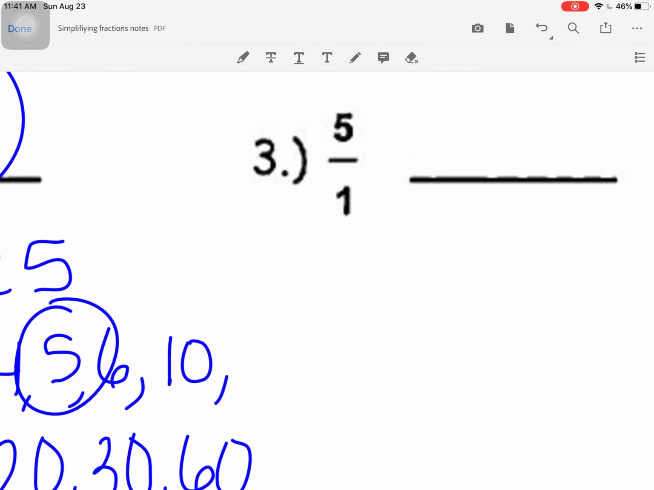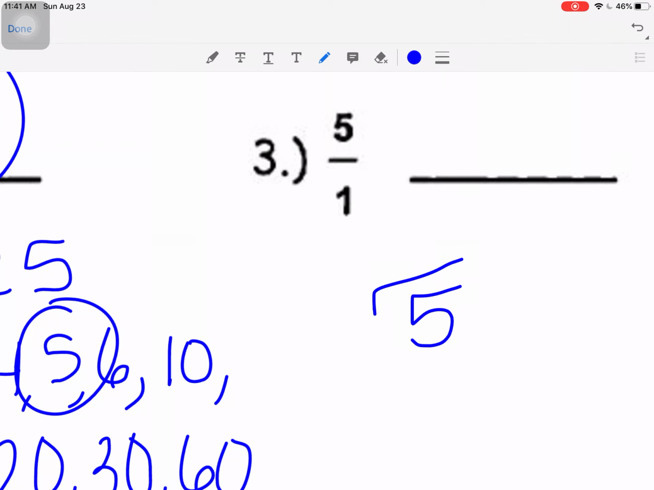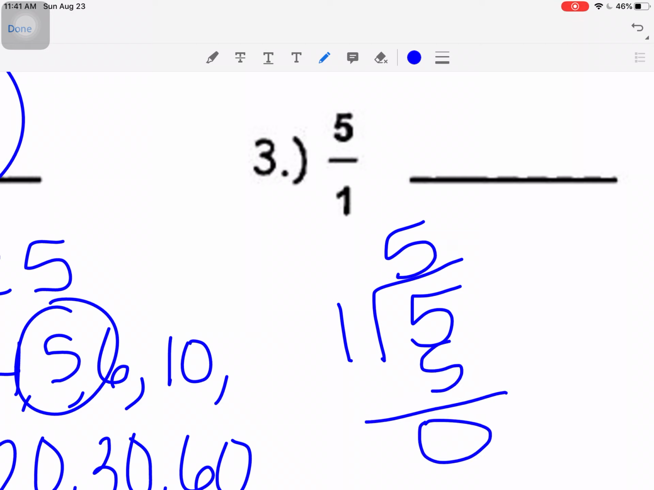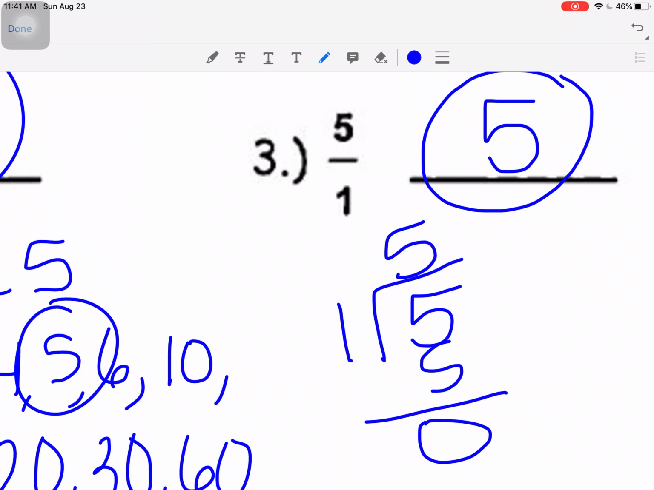So now you see we have an improper fraction, 5/1. To simplify an improper fraction, we're just going to divide 5 by 1, which gives us 5. So 5/1 simplified is simply 5. Okay, those are your notes.